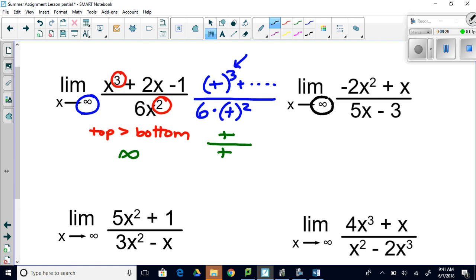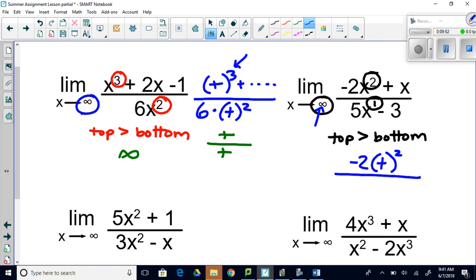We have x going to infinity, so we use our exponent rules. The biggest exponent on top is 2. The biggest exponent on the bottom is 1. So I know the top is bigger than the bottom. So I know it's going to be positive or negative infinity. Now it's just a matter of figuring out which one. So if I plug a really big positive number in for x, I have -2 times a really, really big positive number squared. And on the bottom, I have 5 times a positive number to the first power.